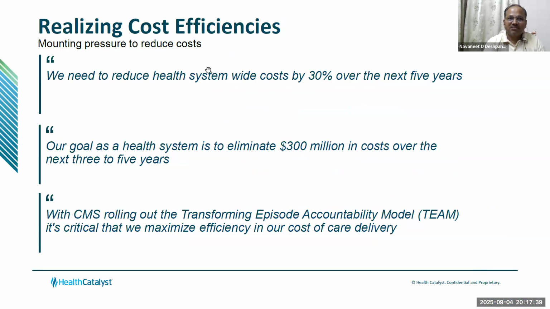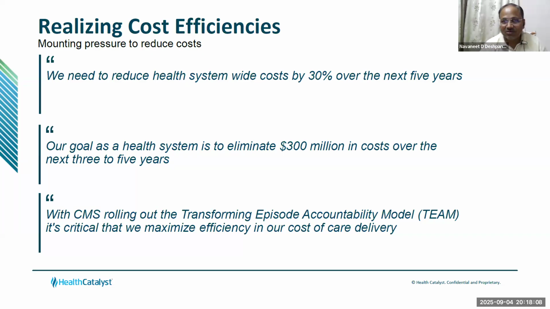So most of the people who are coming across these kinds of sentences or sayings are talking about realizing cost efficiencies, mounting pressure to reduce the cost. Every hospital is behind this. We need to reduce the health system-wide cost by 30% over the next 5 years. This will be the CEO. What is the CEO going to decide? What is their goal? They have to reduce the cost. Okay, second, our goal as a health system is to eliminate 300 million in cost over the next 3 to 5 years. So realizing this is important.